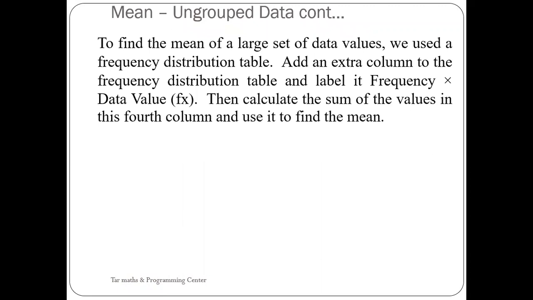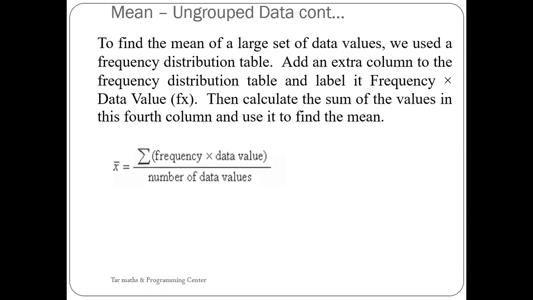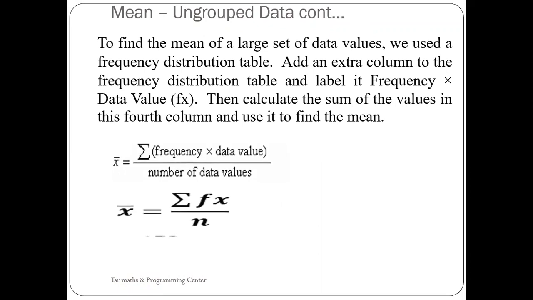Now, in case our data is too large, it's more convenient to use a frequency distribution table to calculate our mean. In this case, an extra column is added for the frequency multiplied by the data value, that's fx. So here we'll have x bar equals summation of fx divided by n. F is the frequency, x is the data value, n remains the number of data values.